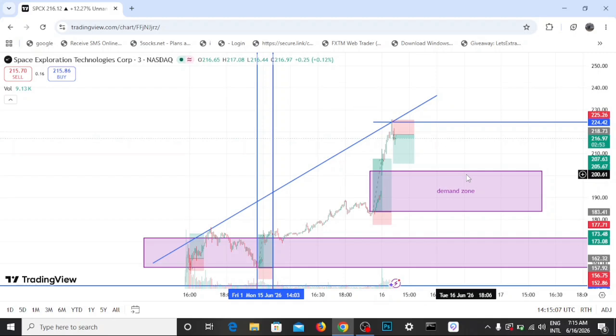So this is basically you want to trade Space Exploration Technologies, SPCX, okay, on TradingView is how you want to analyze, and then you go and execute on your MetaTrader, depending on your broker, okay.